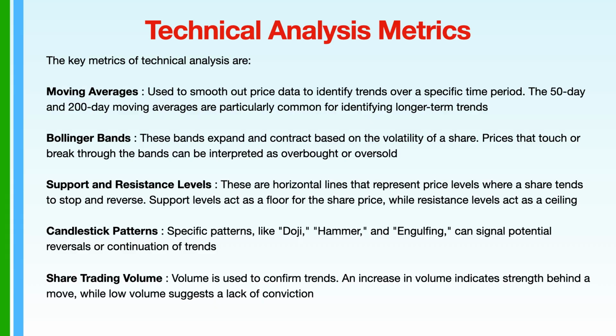Support and resistance levels. These are horizontal lines that represent price levels where a share tends to stop and reverse its direction. Support levels act as a floor for the share price, while resistance levels act as a ceiling. Candlestick patterns. Specific patterns like doji, hammer, and engulfing can signal potential reversals or continuation of trends. Share trading volume. Volume is used to confirm trends. An increase in volume indicates strength behind the move, while low volume suggests a lack of conviction.